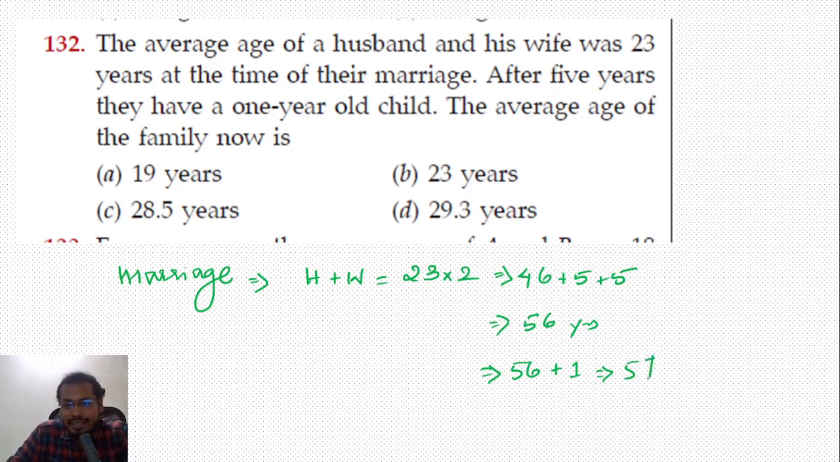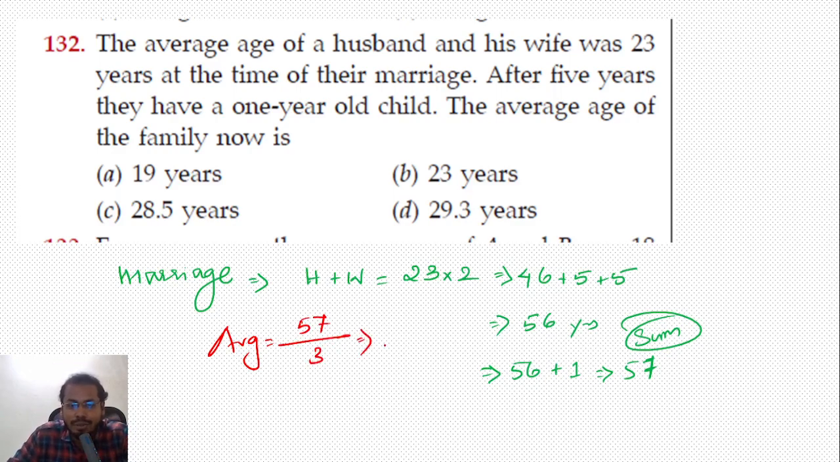So 57. But 57 is the sum of all the three. So I need to find the average. If I want to find the average, what is the formula for average? Average is equal to sum divided by total, 3. Right? So it was 19 years. So the answer is 19. Is it clear?